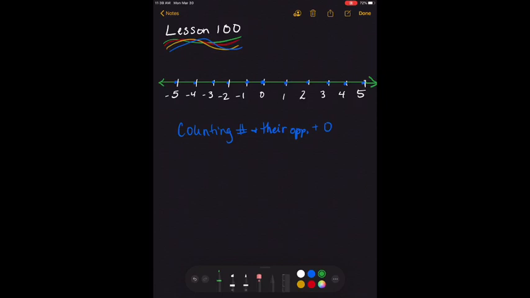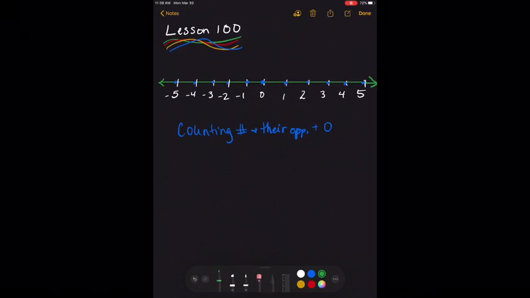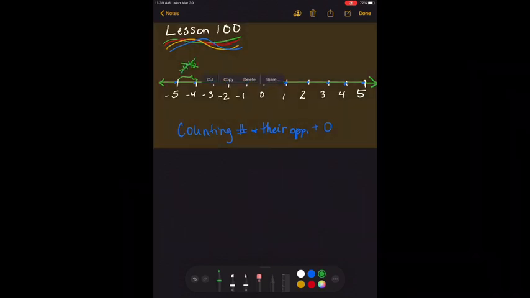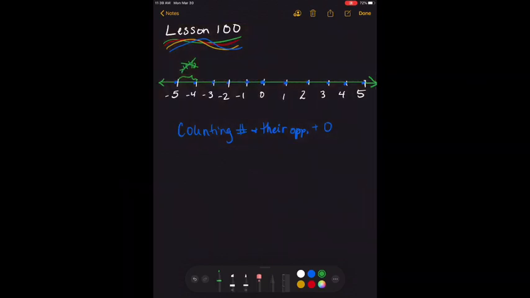So the next question is, what numbers are not included when we talk about integers? Well, it's these numbers in between, okay? So -4 1/2 is not an integer, okay? So it's only the whole numbers, their opposites, or the counting numbers, their opposites, and 0.